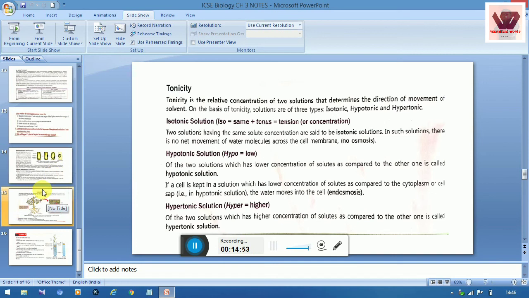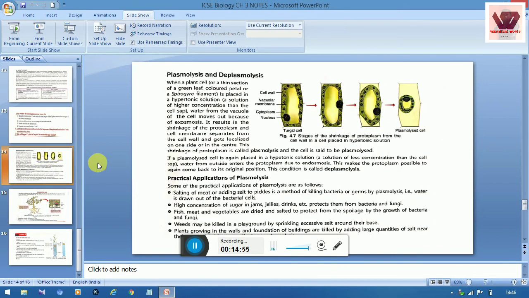Now what is plasmolysis and deplasmolysis? Plasmolysis is the movement of the water molecules from the region of its higher concentration to the region of its lower concentration. So plasmolysis का another name है exosmosis और turgidity, right? And deplasmolysis का another name है flaccidity. यहाँ पर सेल से सब वाटर निकल आता है, right?